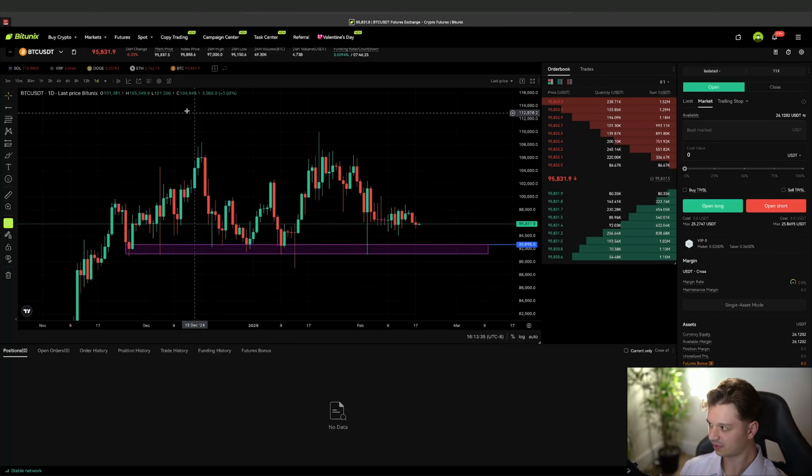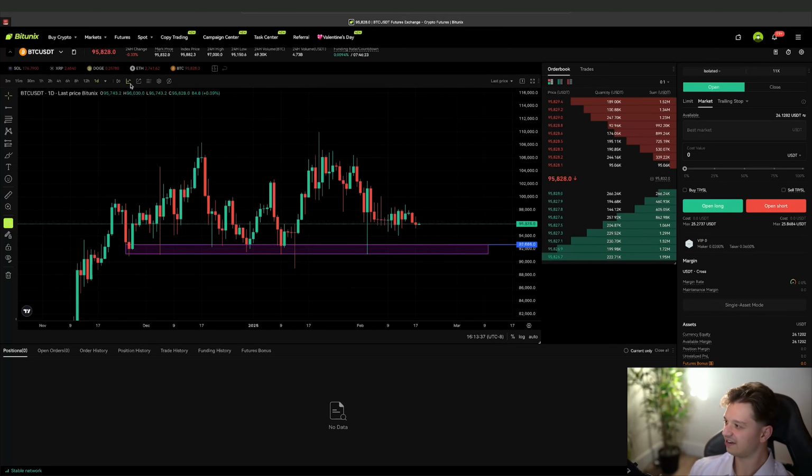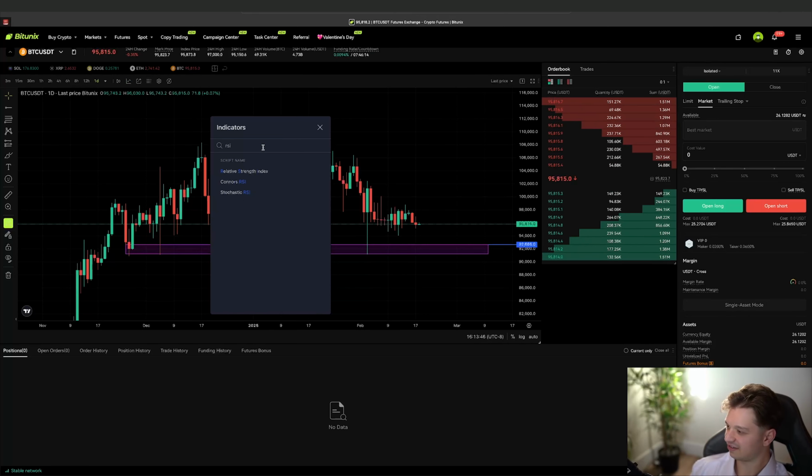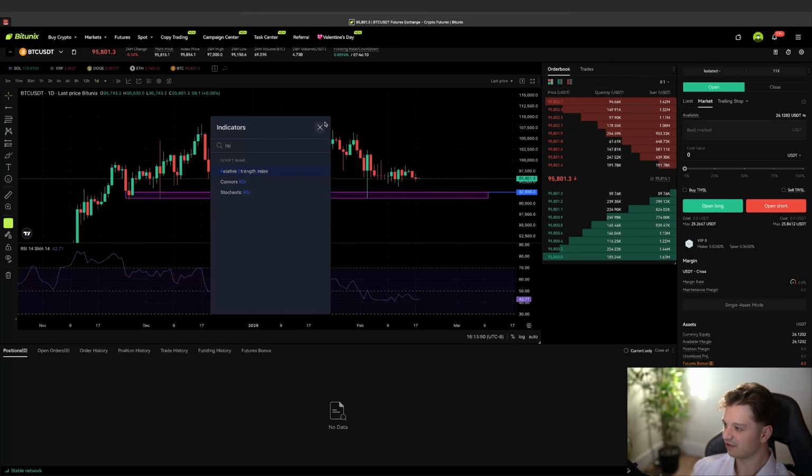information. Next, we have a ton of indicators that we can choose from. So if you go on the right of the candle tab, we have this indicator tab right here, and we can search through a ton of indicators. So I'll give you a few of my favorites. So one of them is the RSI.